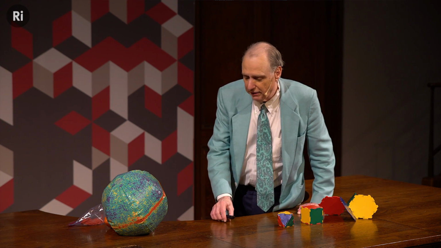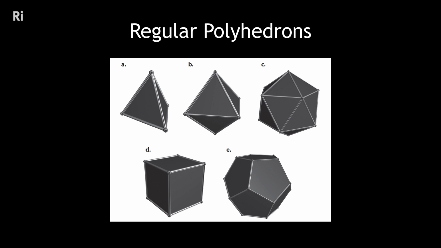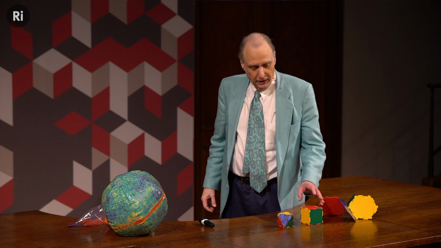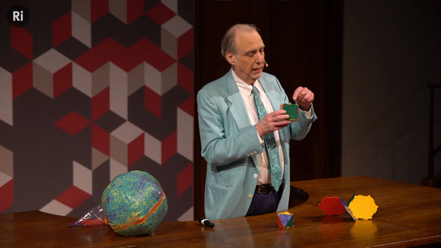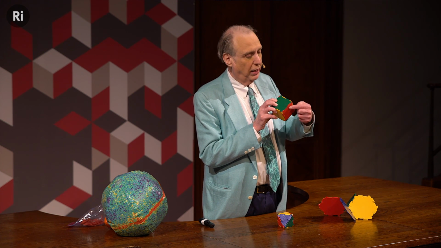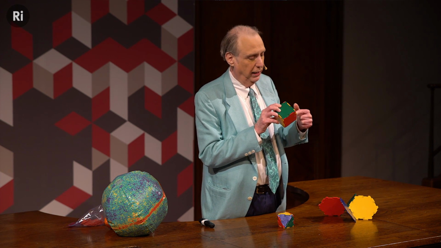Now, here are the 5 regular polyhedrons. These have been known since the time of the ancient Greeks, and they're the only ones that you can have that are regular faces and all the vertices look the same. So here's one. Here's the cube. You'll notice that it's 3 squares arranged around a point.